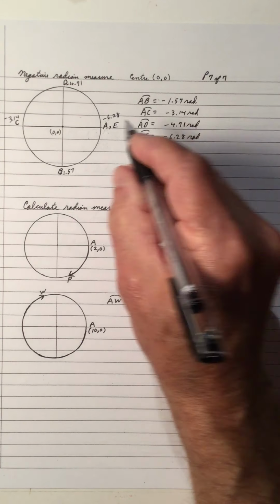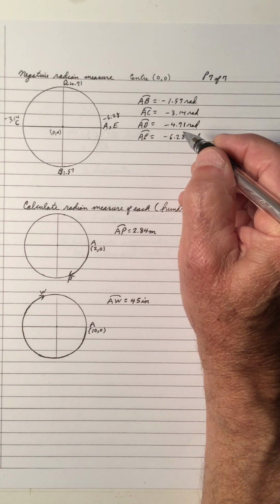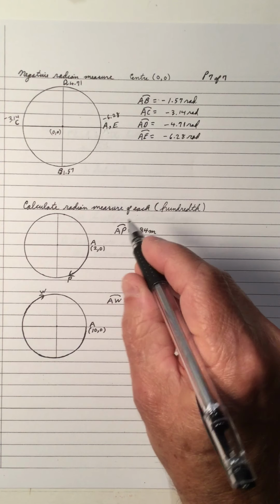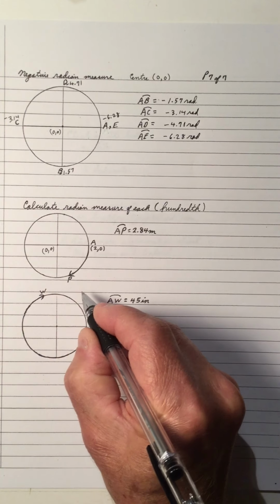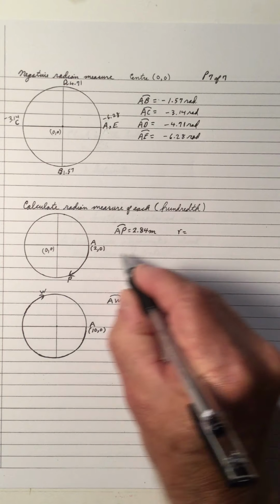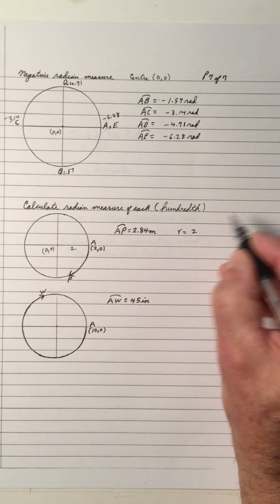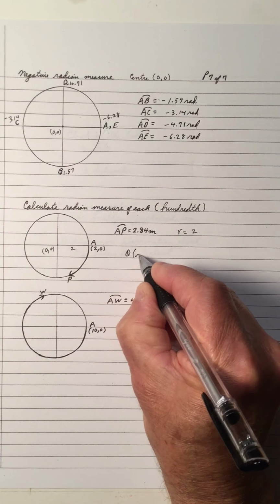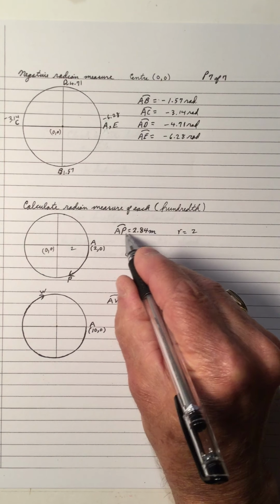Okay, here we go. And again, it makes no difference what the radius of the circle is, because it's the arc length divided by the radius. Now, calculate the radian measure of each. So notice we have a circle. Again, the center of the circle is 0, 0. Notice that this point is 2, 0. So that means the radius is 2. So the radian measure is the arc length AP.